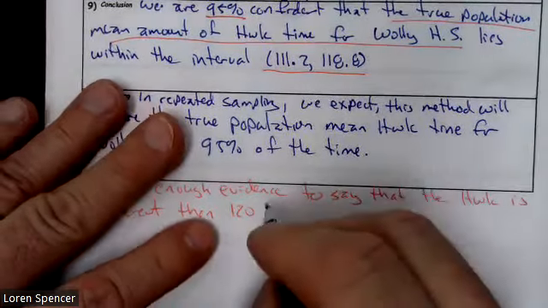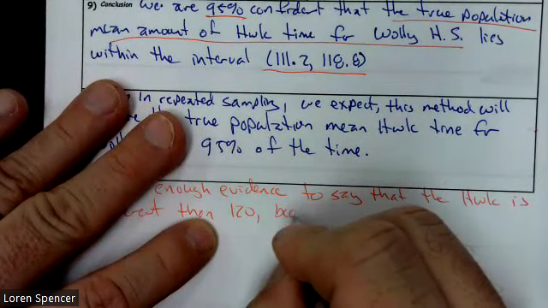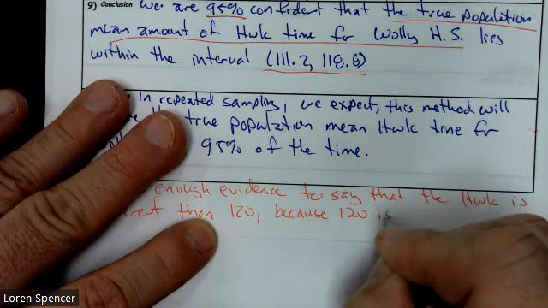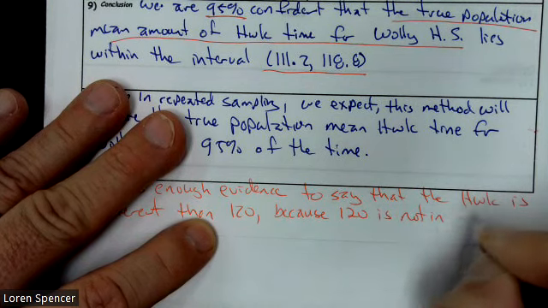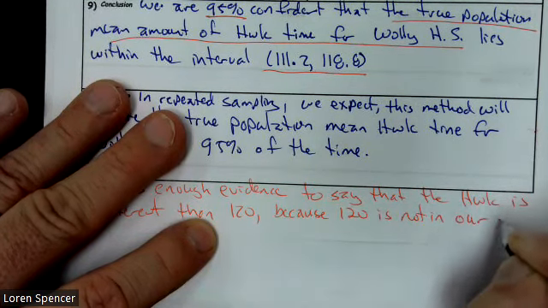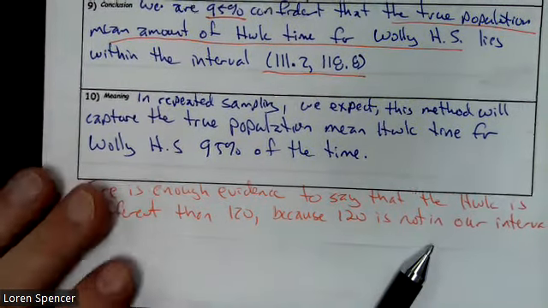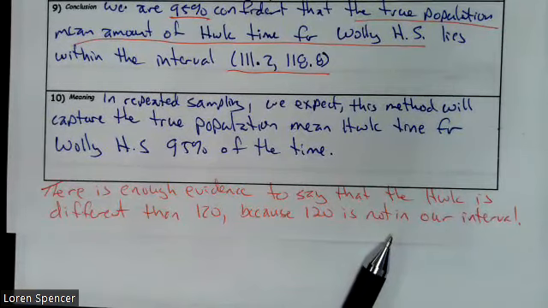Why? Because 120 is not in our interval. All right, so there's enough evidence because it's not contained in the interval. If it had been contained in the interval, then we couldn't say that.